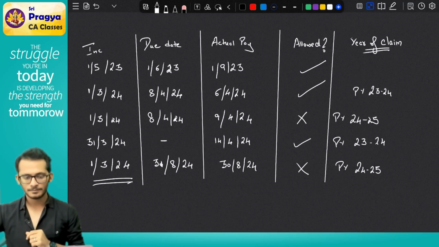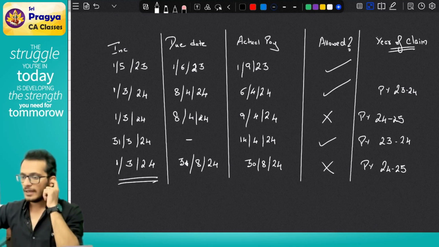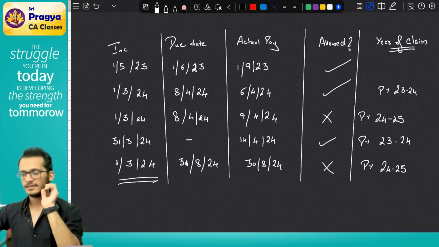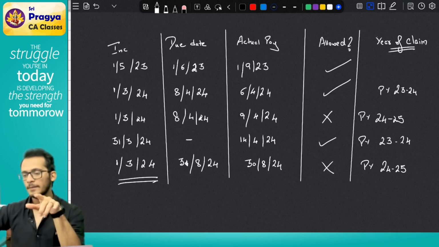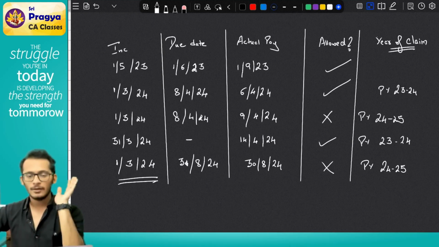Ritanya, all done? Yes. Okay. This is what your MSME amendment is. But besides this amendment, the section says that if you have been given a specified date, please make the payment before the specified date. If you make the payment before the specified date, I will allow it as a deduction. If you don't, I will disallow it in the year of incurrence and allow it in the year of actual payment.